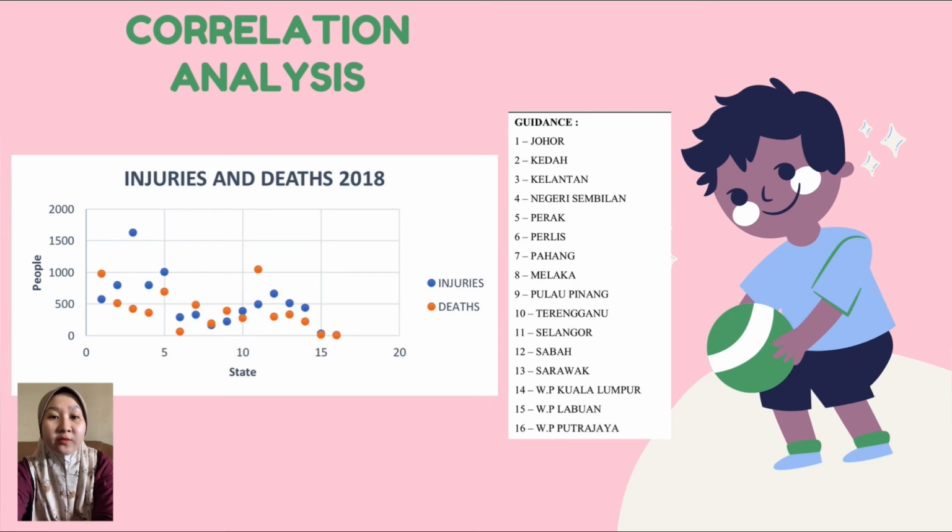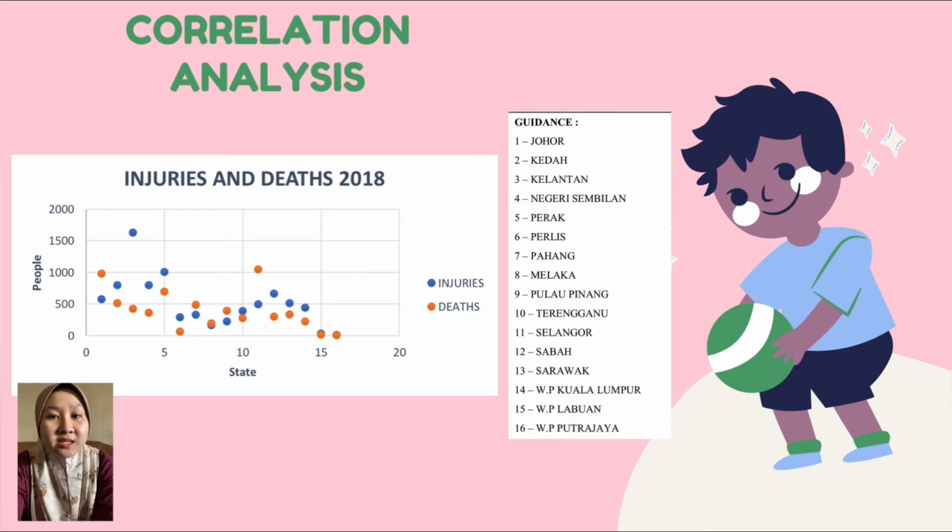Next, the state of Kelantan showed that the injury rate was 1,626 people, while the accident involved 420 people. Negeri Sembilan showed that the injury rate was 796 people, while the accident involved 362 people. Perak showed that the injury rate was 1,006 people, while the accident involved 693 people.